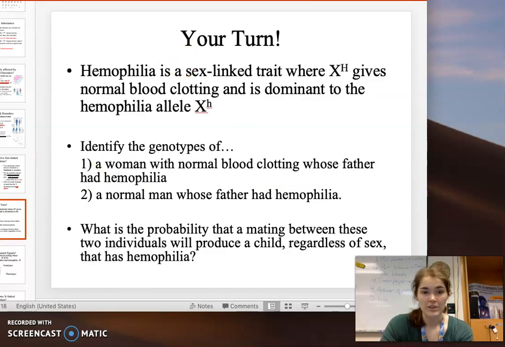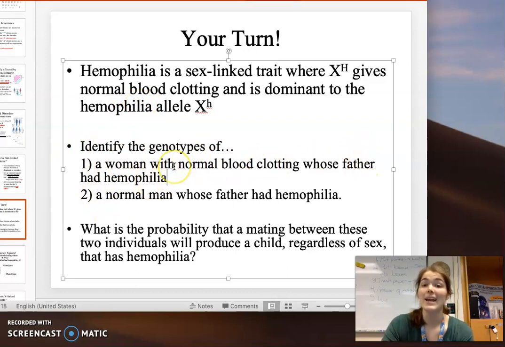So on yours, try this one out. Hemophilia is sex-linked, where X big H gives normal blood clotting and is dominant to the hemophilia allele, X little h. So X little h gives you hemophilia. A woman with normal blood clotting whose father had hemophilia, we could also call her a carrier. A normal man whose father had hemophilia. Now that doesn't matter, because he only has one X.